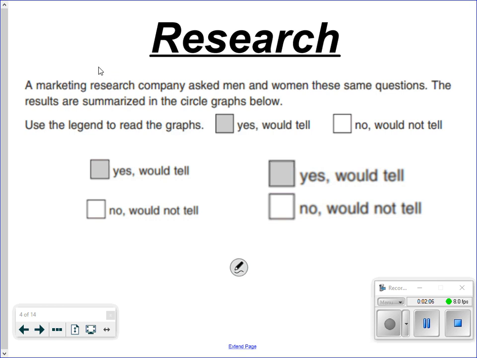Little research project happened. A marketing research company asked men and women these same questions. The results are summarized in the circle graphs below. Use the legend to read the graph. So yes would tell, no would not tell. Let's take a look at these ones.